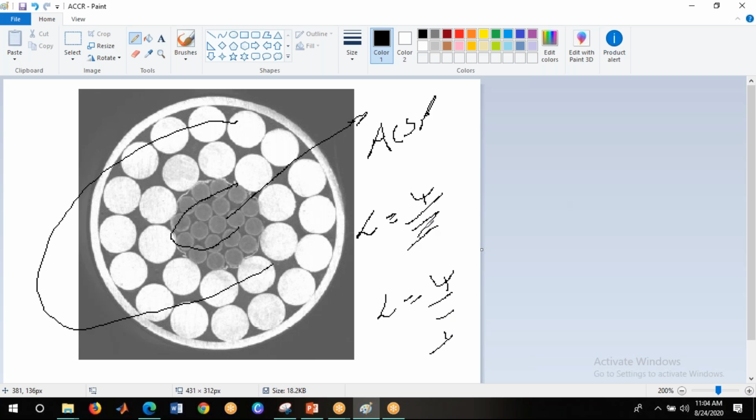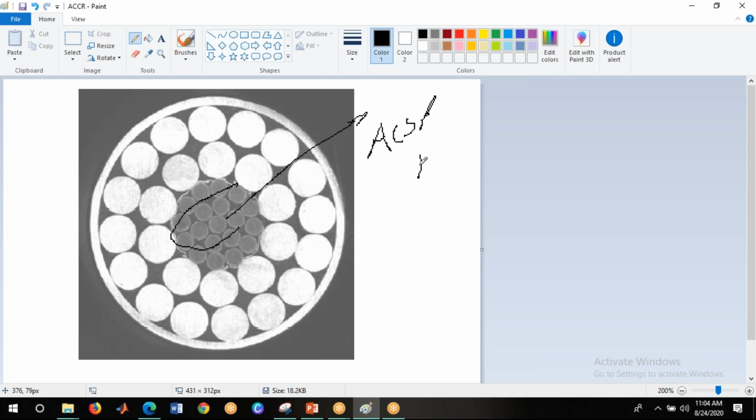And in this derivation we are using different parameters. Those parameters are B, the maximum flux density, H, the magnetic field intensity, nu, the permeability, and psi. So these are the four parameters we are using in the derivation of inductance. Now we'll go one by one.